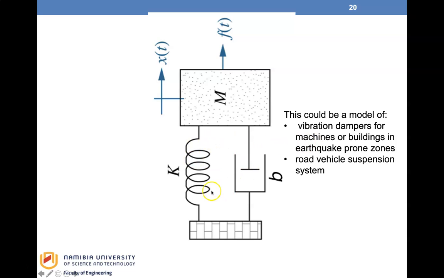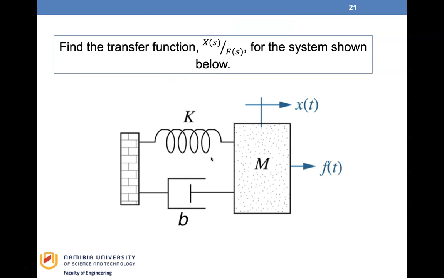Or this could also be a model of a road vehicle suspension system. So you see that a simple mass-spring-damper relationship can represent different models in the physical sense. We'll do some examples as we go on with this class. But let's go back to our question. The question is for us to find the transfer function for the system that is shown in this figure.